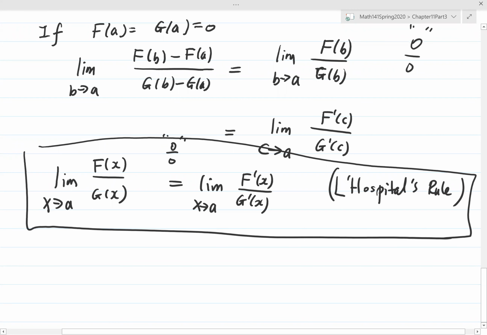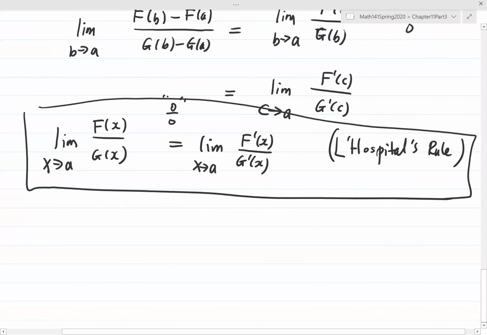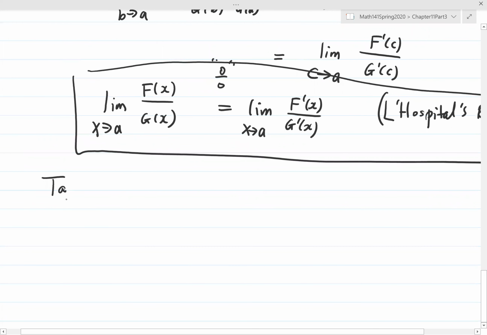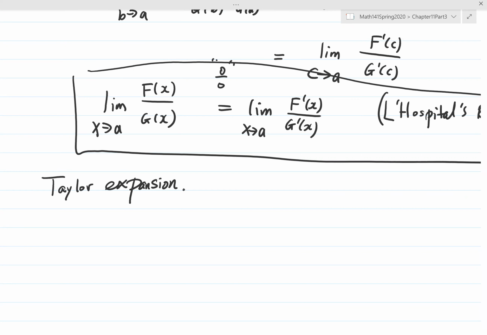Now we talk about the Taylor expansion. You can view the Taylor expansion as a more general version of a linear approximation. So it's the following.